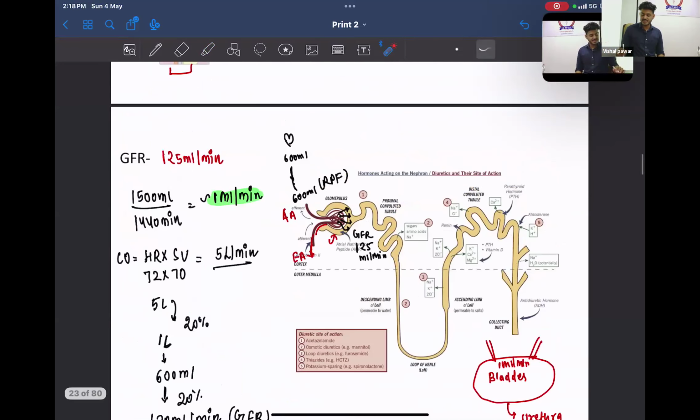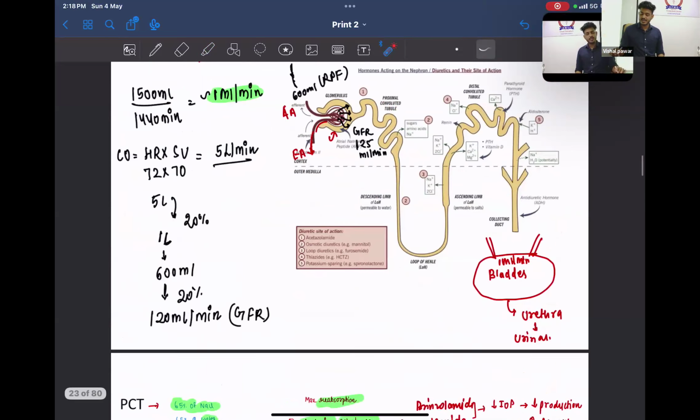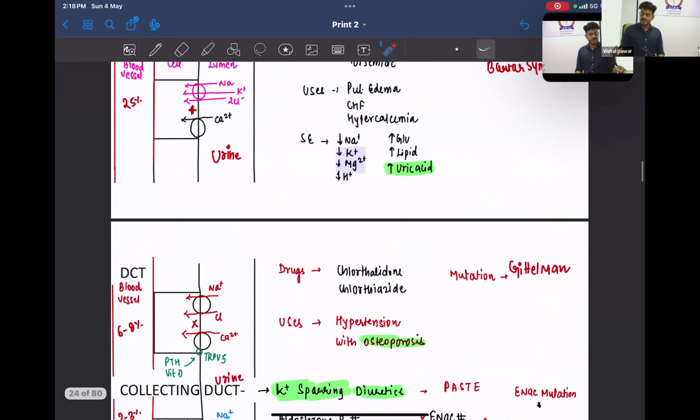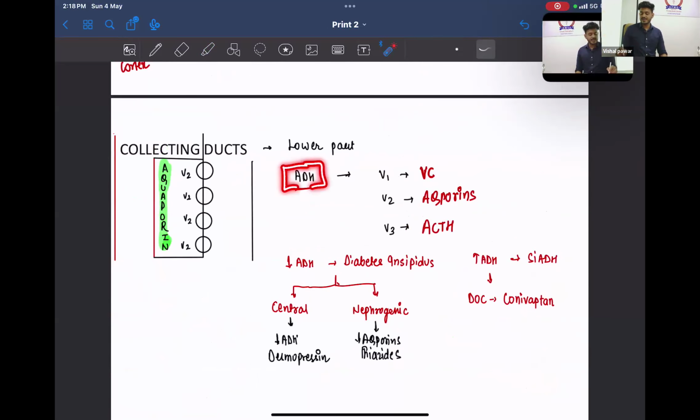This is the tube we are discussing. We are discussing this PCT part. Then we are discussing this loop of Henle part. Then we are discussing this DCT part. Then we have discussed the upper part of the collecting duct. Now we are discussing here the lower part of the collecting duct. In the lower part of the collecting duct, you will be having what? Anti-diuretic hormone functioning. It will be having three receptors, V1, V2, V3.